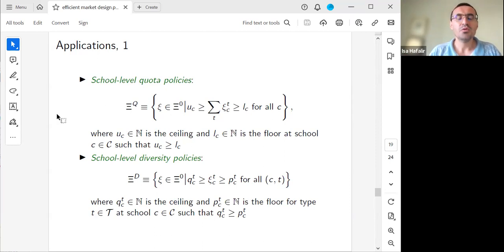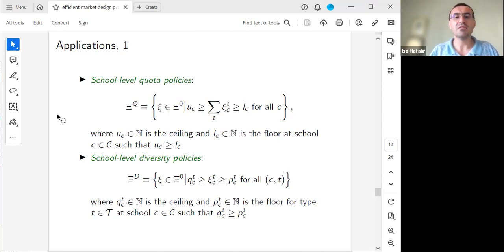We show that in the main body of the paper, 4 practically relevant contexts satisfy our sufficient condition. The first one is the school level quota policy. Here the types do not really matter that much. For each school, we will have a lower bound and an upper bound on the number of students admitted to the school. This will satisfy pseudo M-natural concavity.